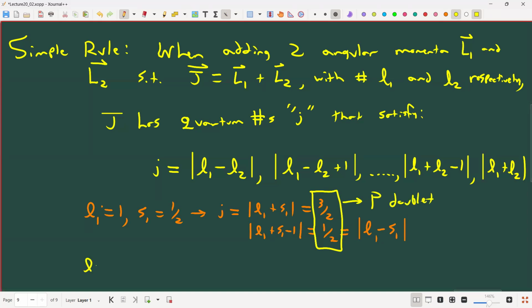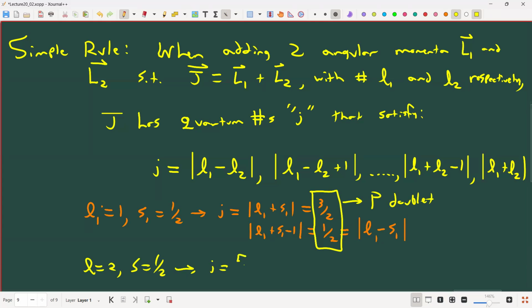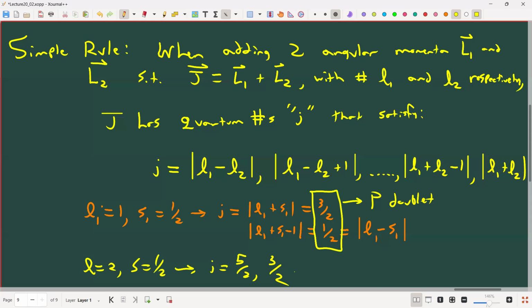What about for L equals 2, the D states? Well, J can be 5 halves, it can be 3 halves, and it can be 1 half. It's a triplet. So the D forms a triplet. And so on and so forth.